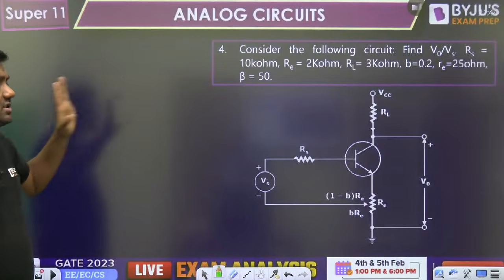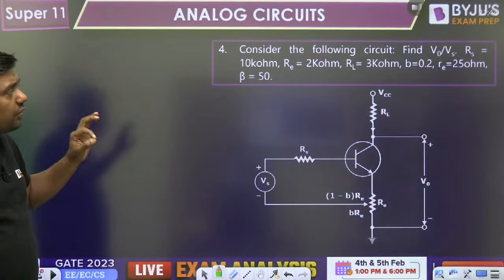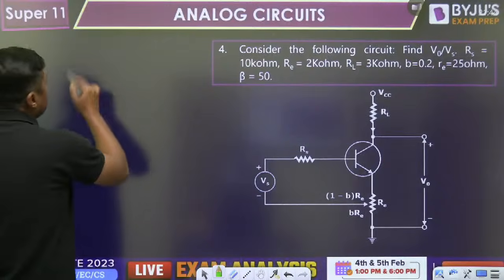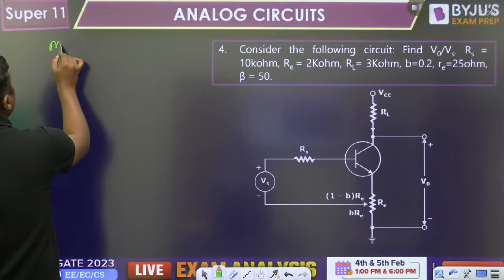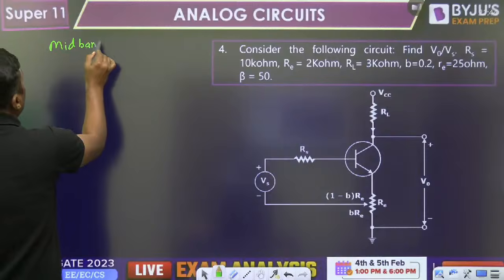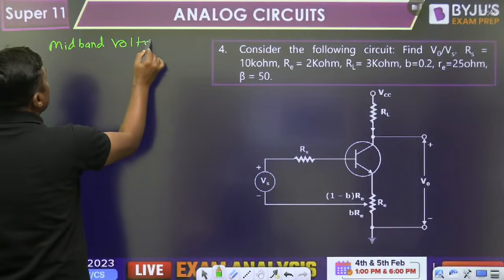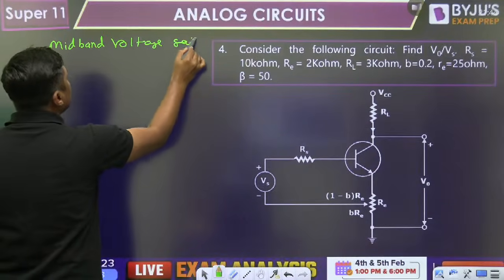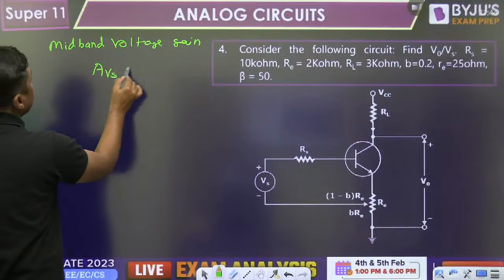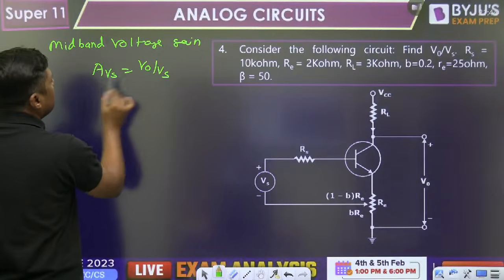Consider the following circuit. Find the V0 by Vs. You have to find the mid-band voltage gain. Sometimes they will ask, find the mid-band voltage gain. If this is asked, again you have to calculate the AVS, that is the V0 by Vs. They will change the language only.